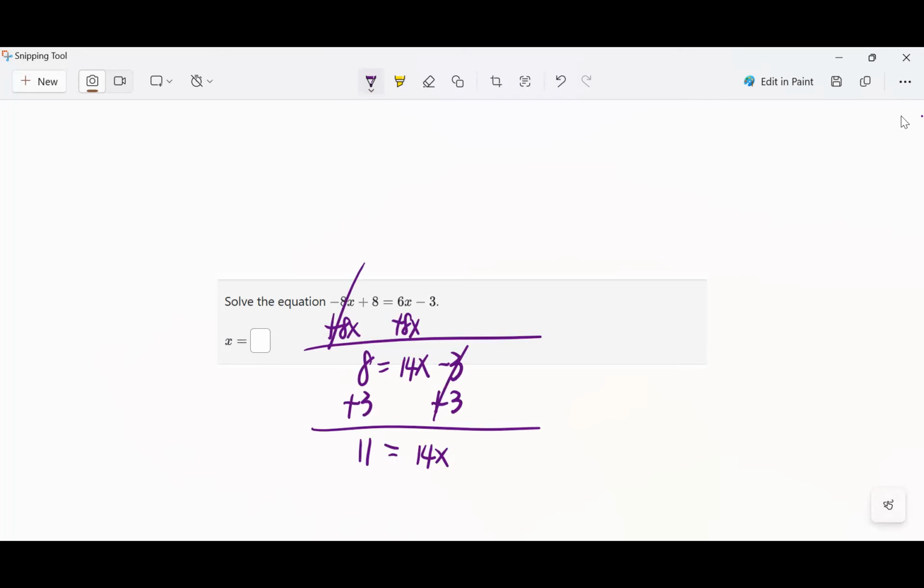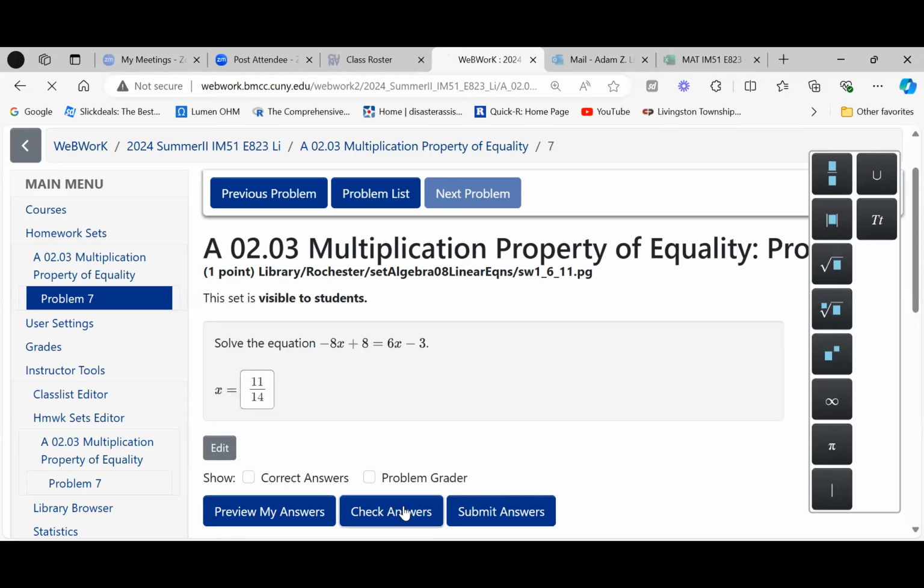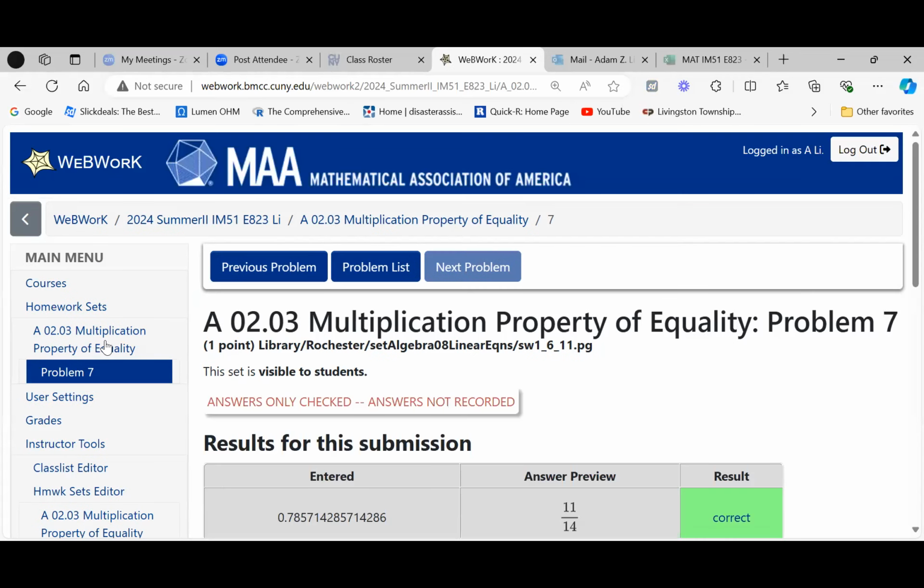And then you can switch the order, right? Writing 14x first, and then the 11. Now the very last thing, divide both sides of the equation by 14, and we get a result, right? So the result is x equal to 11 over 14. Any question about this? 11 over 14. So again, these are all basic ones, right?